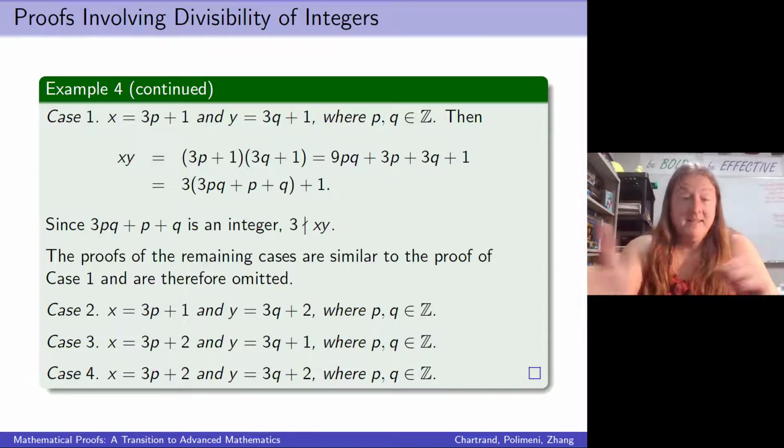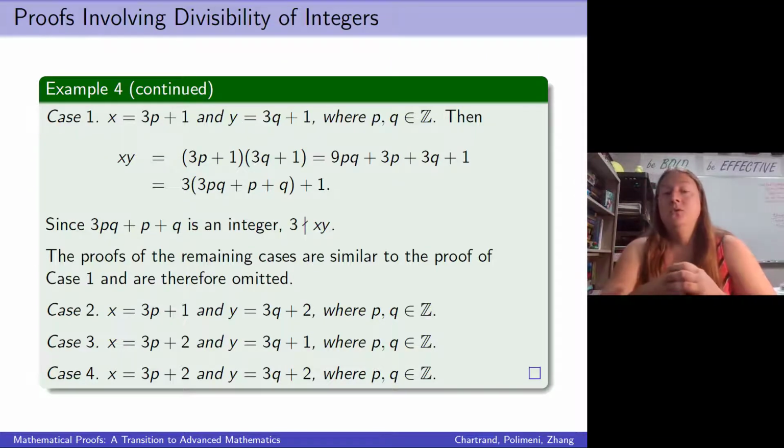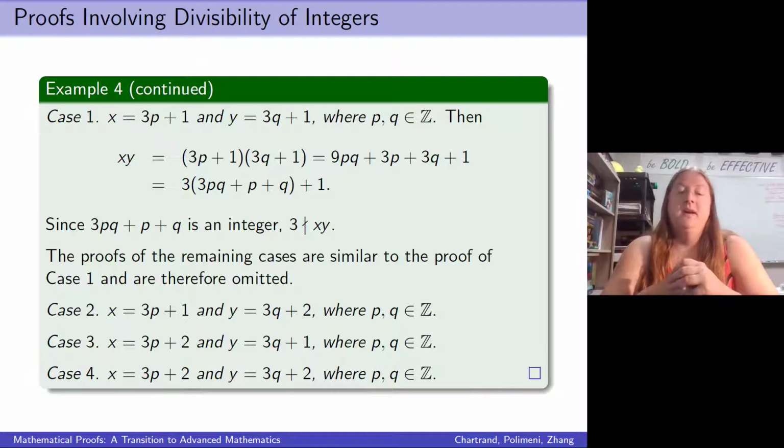Doing basically the same exact steps, we can do the cases where x equals 3p plus 1 and y equals 3q plus 2; the case where x equals 3p plus 2 and y equals 3q plus 1; and the case where they both equal 3 times an integer plus 2.